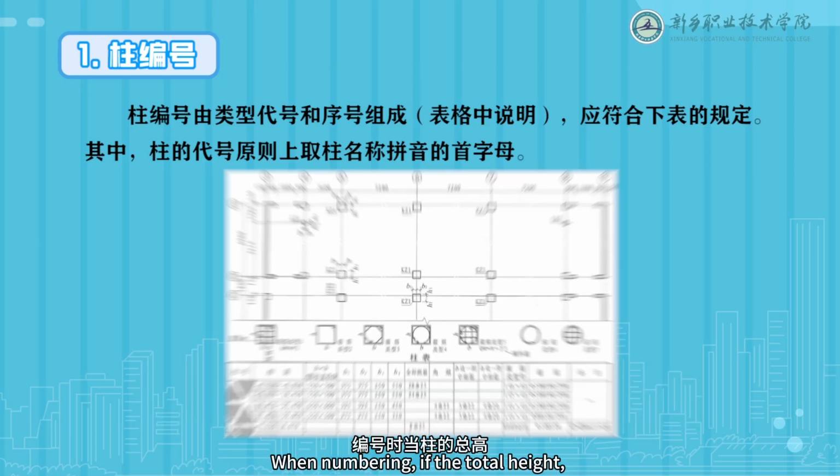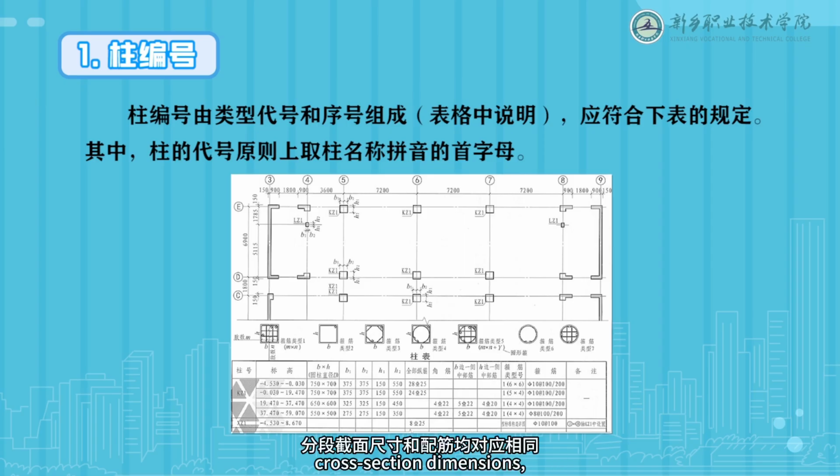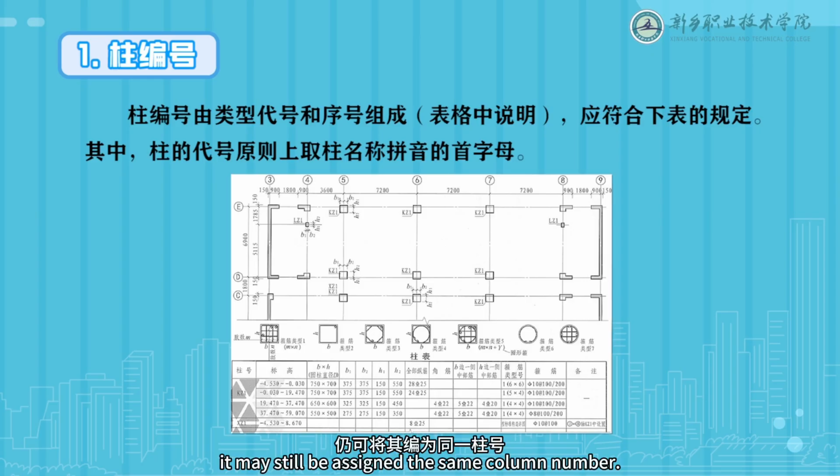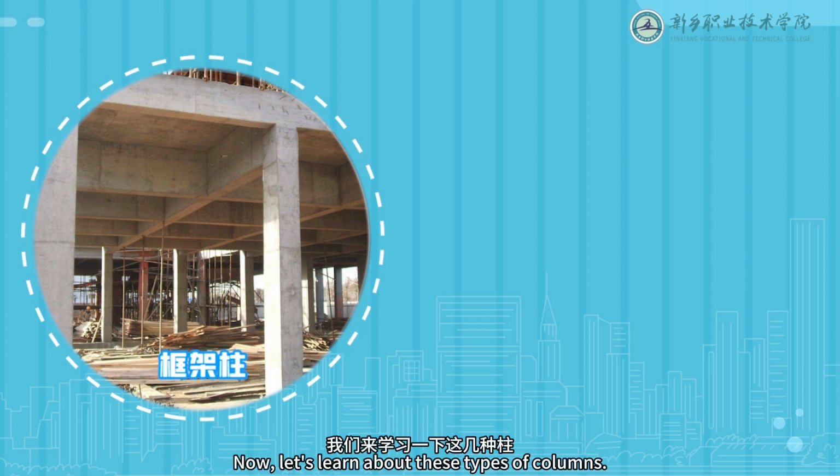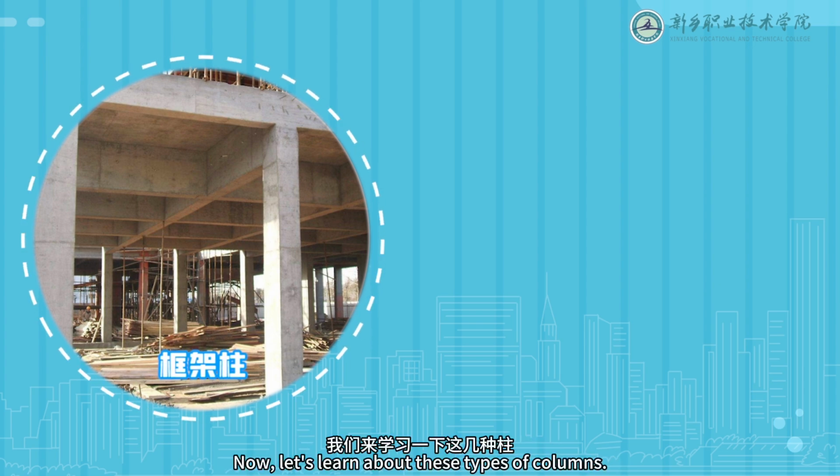When numbering, if the total height, cross-section dimensions, and reinforcement of the column are identical, but only the relationship between the cross-section and the axis differs, it may still be assigned the same column number, but the relationship between column cross-sections and grid axes should be indicated on the drawings. Now, let's learn about these types of columns.